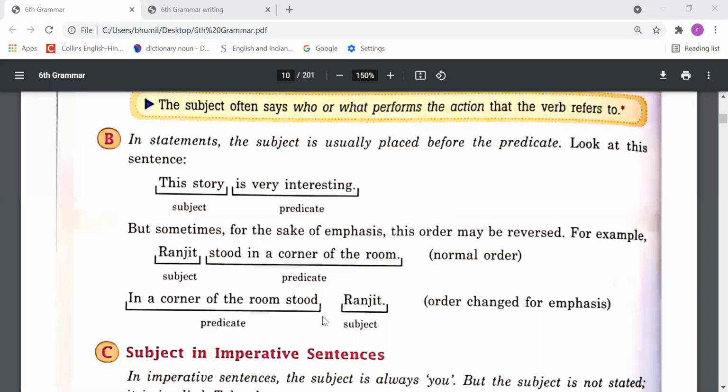So dear students, usually we use the subject at the start of the sentence, but sometimes when we show emphasis on our subject, when we show force on our subject, because we want to highlight it, in that condition sometimes we need to use the subject at the end of the sentence. You can see in this sentence, the normal order: "Ranjit stood in a corner of the room." Ranjit is the subject, and in normal order we have written it first. But in this sentence, we want to highlight Ranjit. We want to put emphasis on Ranjit, the subject. That's why in this case we have written the subject at the end of the sentence.